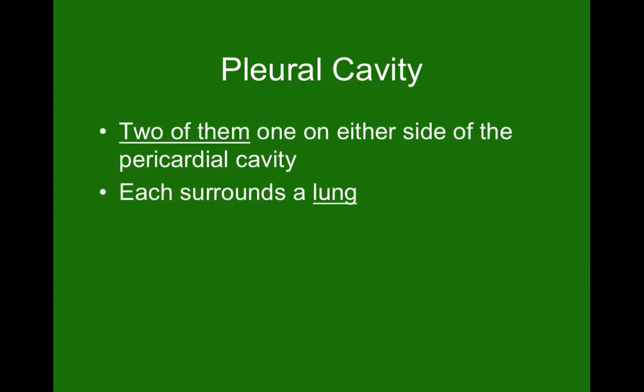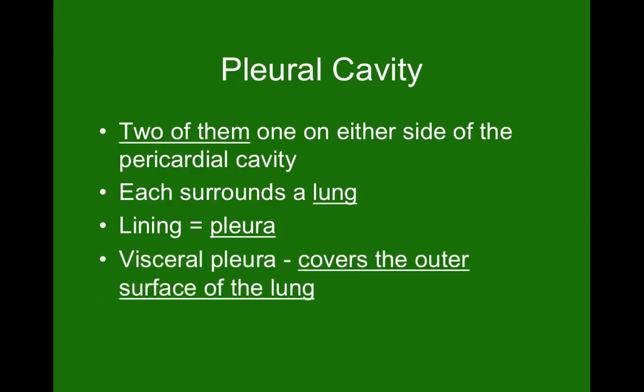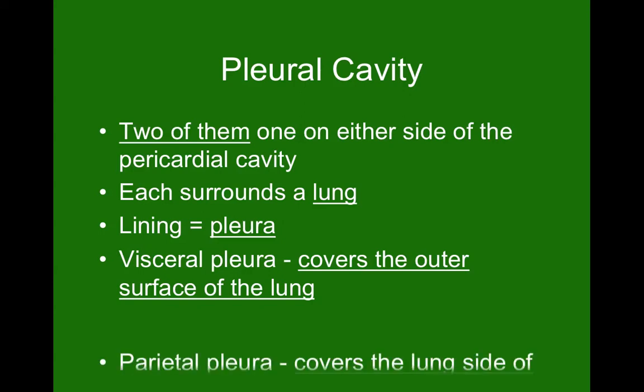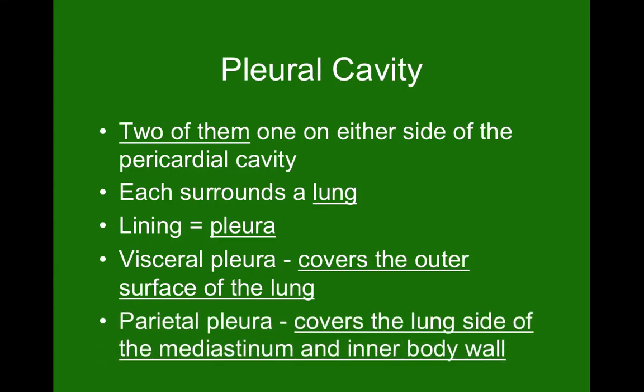Alright, so the other cavities that are present in the thoracic cavity are the pleural cavities, and we have two of them, one on either side of the pericardial cavity, and as you can probably guess, each of them surrounds a lung. Now the membrane that lines it is referred to as the pleura. So the visceral pleura is the part of the membrane that covers the outer surface of the lung, and the parietal pleura actually covers the lung side of the mediastinum as well as the inner body wall that lies away from the lung itself.